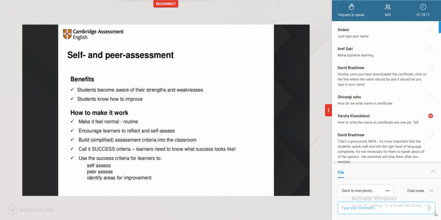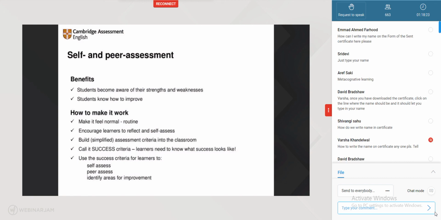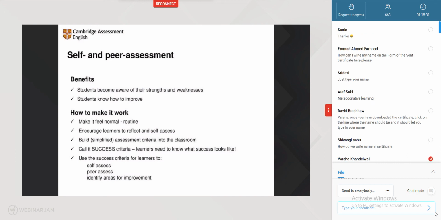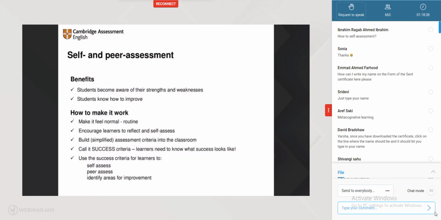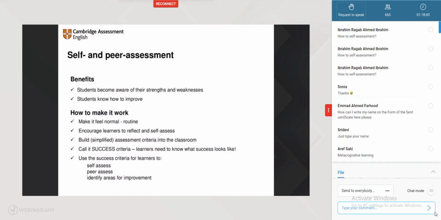Success criteria is nice. It's what I said earlier. Things that went well and things that could have been improved. Make it as positive as possible. And they can use that criteria. Self-assessment, peer assessment, and then identifying areas where the class could improve, where they can improve. Very useful.